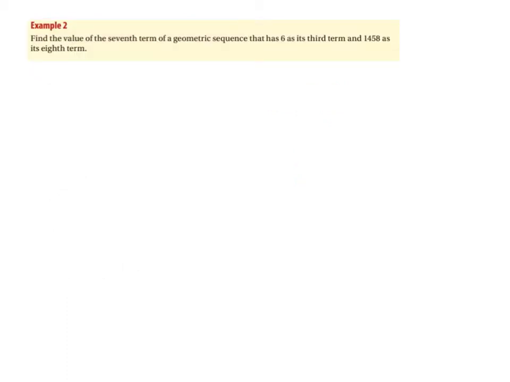So let's have a look at this question. It says find the value of the 7th term. So we want to find T7. And we are told that 6 is its third term, so we know T3 is equal to 6. And we're told that 1458 is its 8th term, so T8 is equal to 1458. The rule that we're going to use is Tn is equal to ARn minus 1, which is what we just proved in the previous slide.